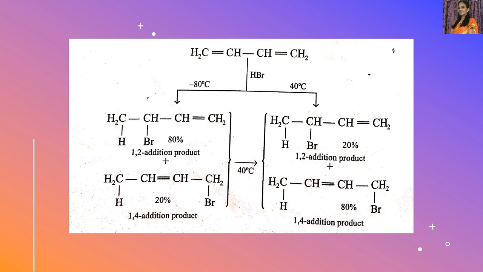If it is at about 40 degrees centigrade, that is at high temperature, the 1,2 addition product is 20%. See here 80, here 20. And the 1,4 addition product is 80%. This is the major product at high temperature, and this is the minor product. So this is about the addition of HBr to 1,3-butadiene at high and low temperatures.